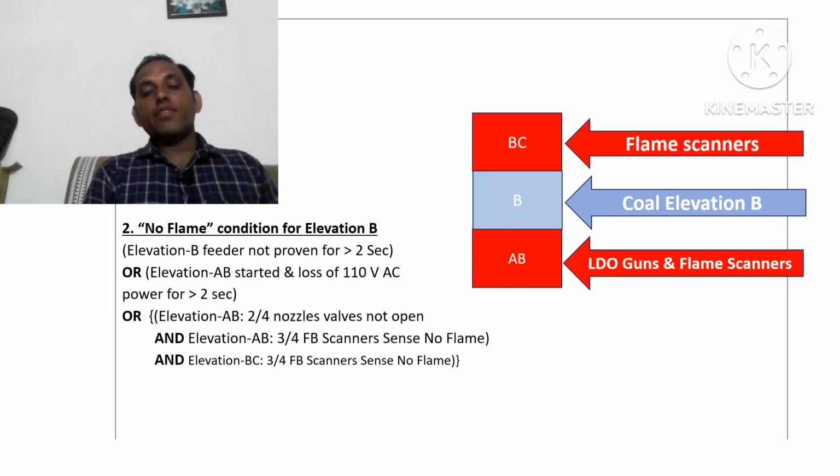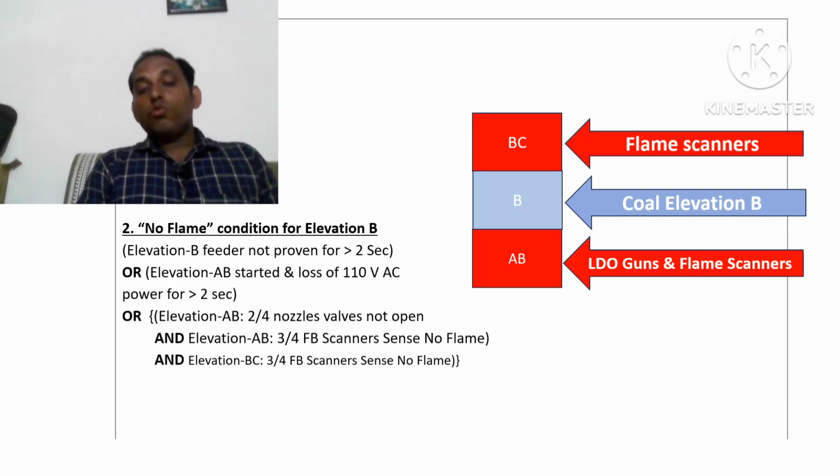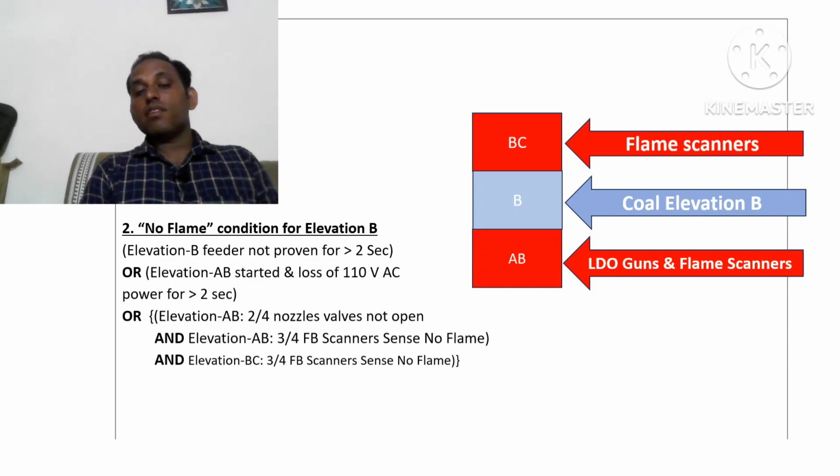And the third one is elevation AB 2 out of 4 nozzle valves not proven, elevation AB 3 out of 4 fireball scanners sense no flame, and elevation BC 3 out of 4 fireball scanners sense no flame. If only two LDO guns are in service at the AB elevation and both the AB and BC elevation scanners sense 3 out of 4 fireball no flame, this condition becomes true and votes for no flame.